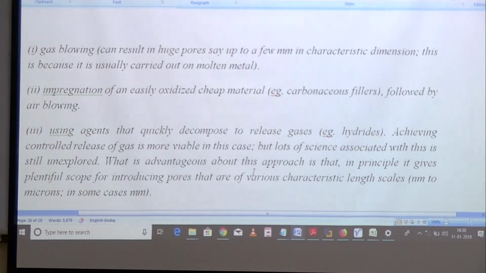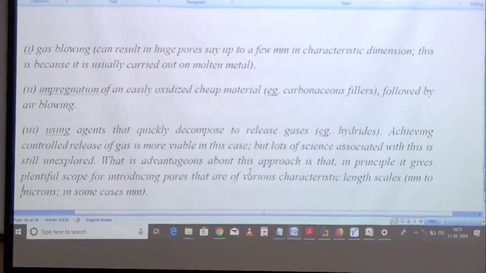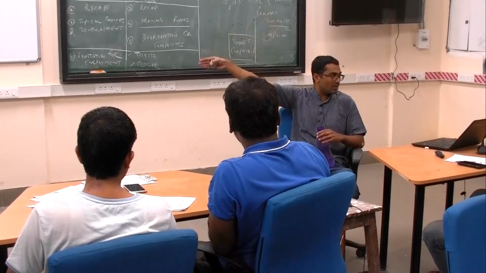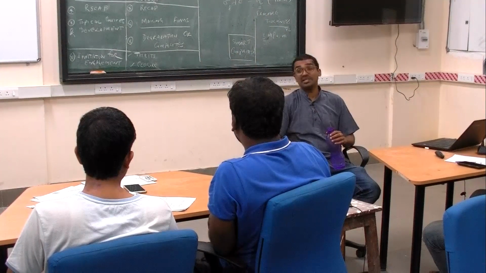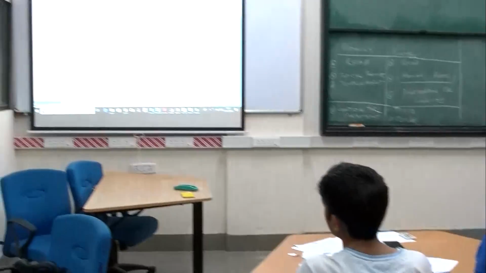And the last one is using agents that quickly decompose to give rise to gases. Right? So hydrides, for instance. The advantage of this process is that in principle it gives plenty of scope for introducing pores of a very, very large spectrum of sizes. You could play with the concentration of the foaming agent, or the type of foaming agent, and go from sub-micron size pores to several micron large pores, to maybe in some cases millimeter size pores. Millimeter is rare, but you have tremendous flexibility when it comes to this.